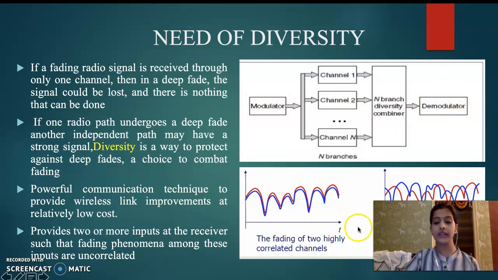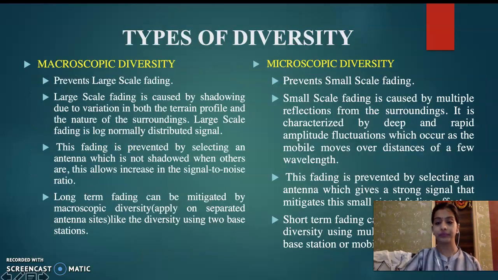Here we can see in this graph that the two channels are highly correlated. So we can see that the two signals that we are getting are superimposing on each other. And in this graph we are seeing that the two signals are uncorrelated. Here we are using two uncorrelated channels. So we are getting these two signals with different properties.